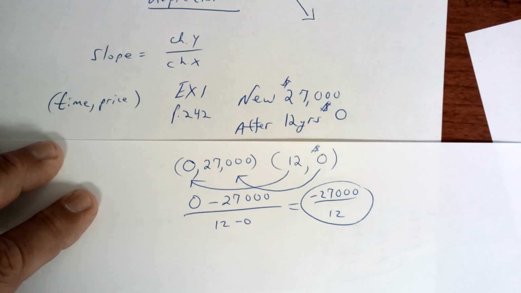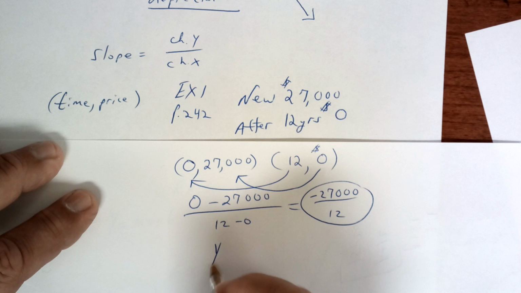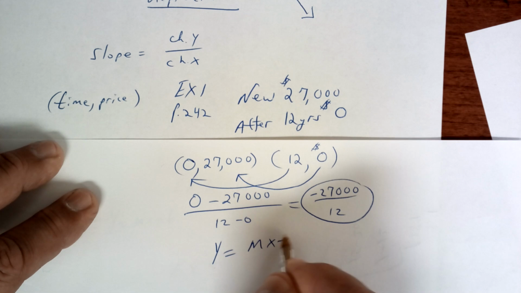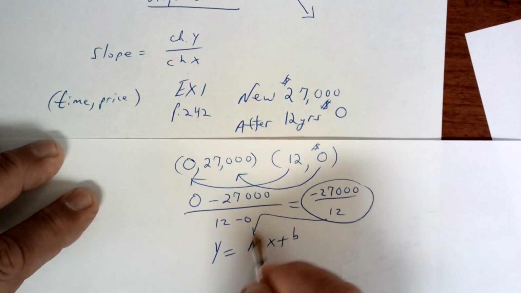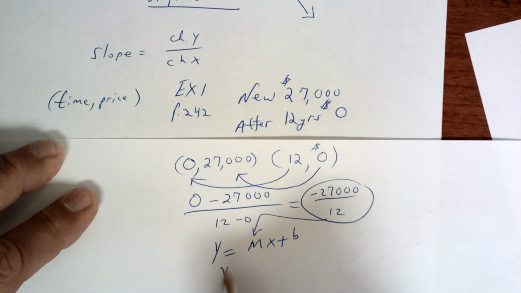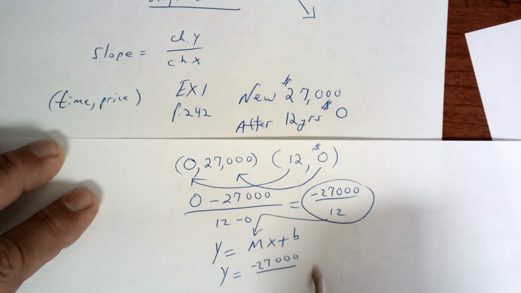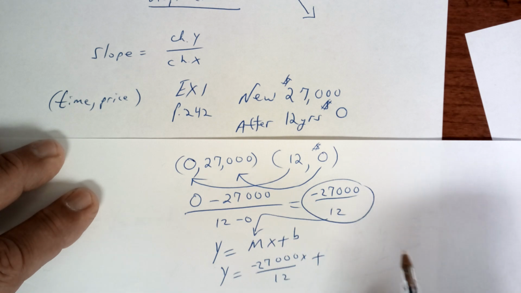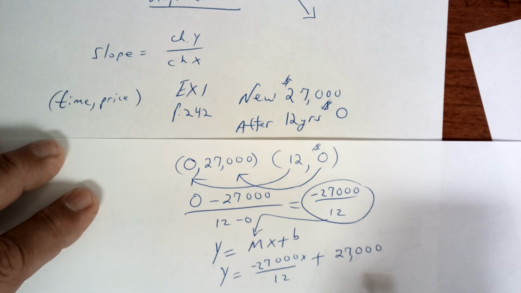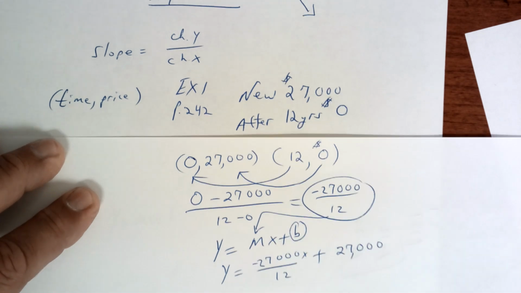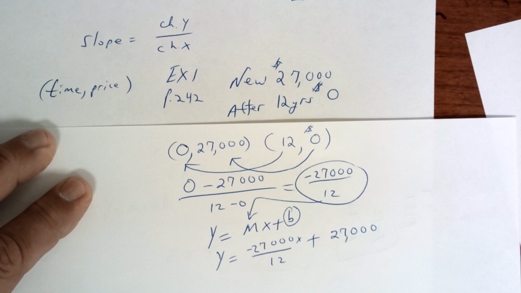That's your slope. So your formula is y equals mx plus b, and there's your slope. So you're going to put y equals negative 27,000 x over 12 plus the beginning price was 27,000. The b is your beginning price. And there it is, that's your formula.